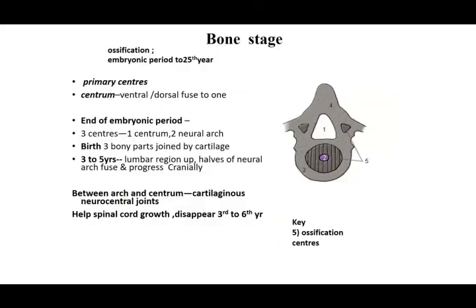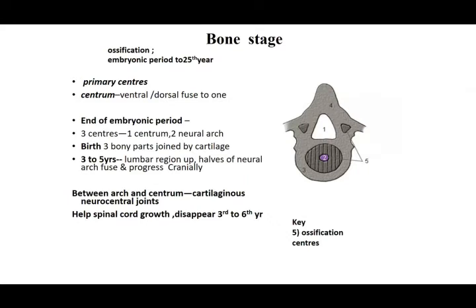If you see this one, in the centrum, this brown one, and then this is the neural arch. So you have primary centers: one in the centrum and two in the neural arch. These three bony parts are joined by cartilage. At 3 to 5 years, the bony halves of the neural arch fuse together, starting in the lumbar region and moving cranially. By the end of the third to sixth year, the neural arch and the body are joined together by these neurocentral joints.